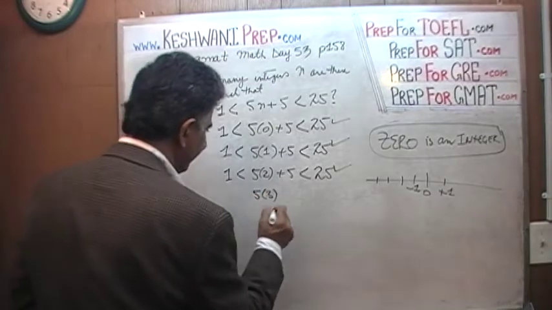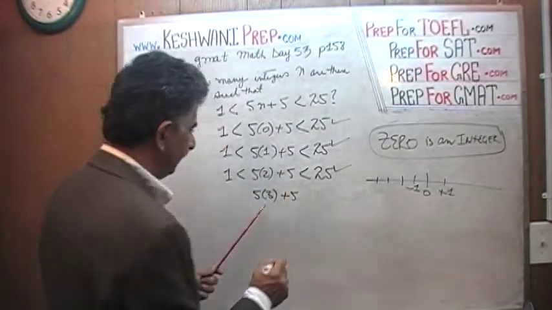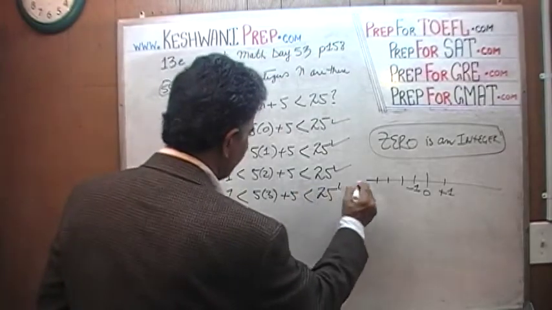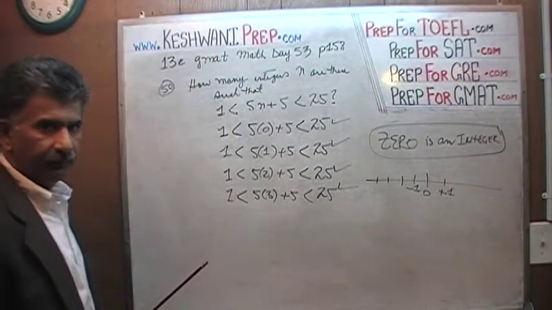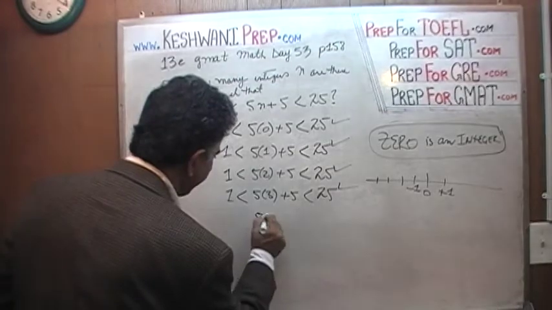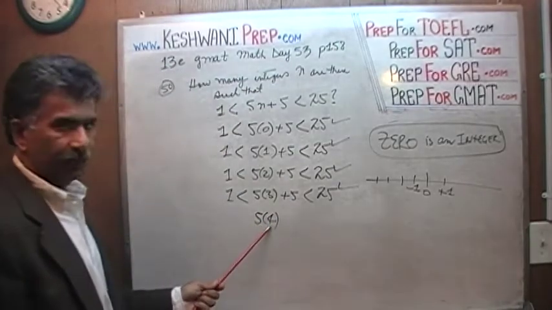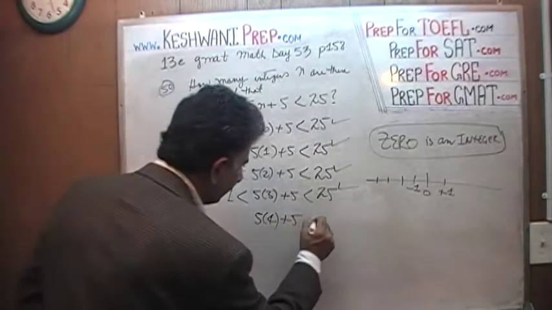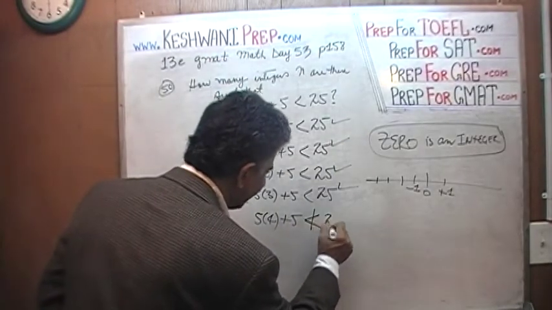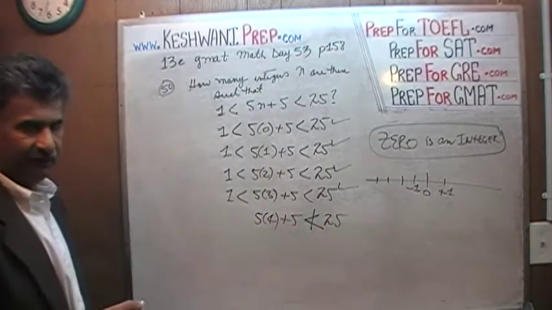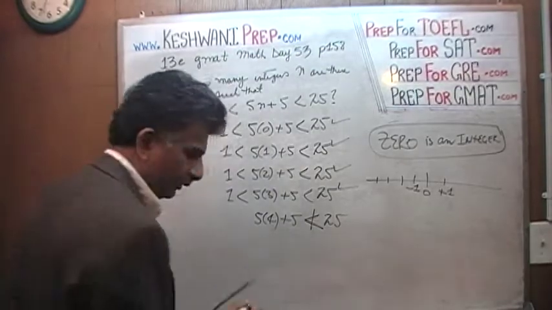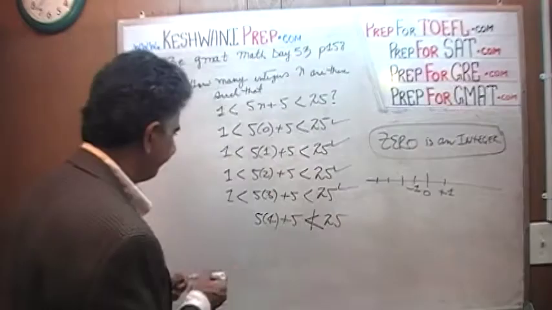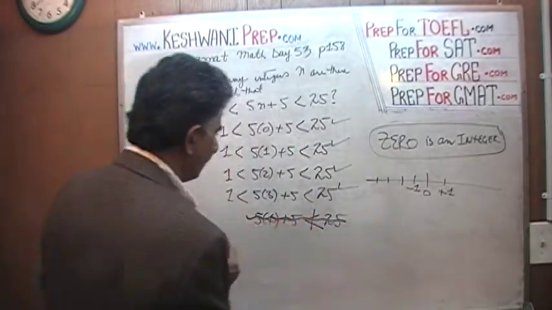5 times 3 is 15, 15 plus 5 is 20, and of course 20 is more than 1, and it is less than 25, so that one works. Are you getting a feeling? Let's see what happens. 5 times 4 is 20, 20 plus 5 is 25, and 25 is not less than 25. That does not work. This last one did not work.